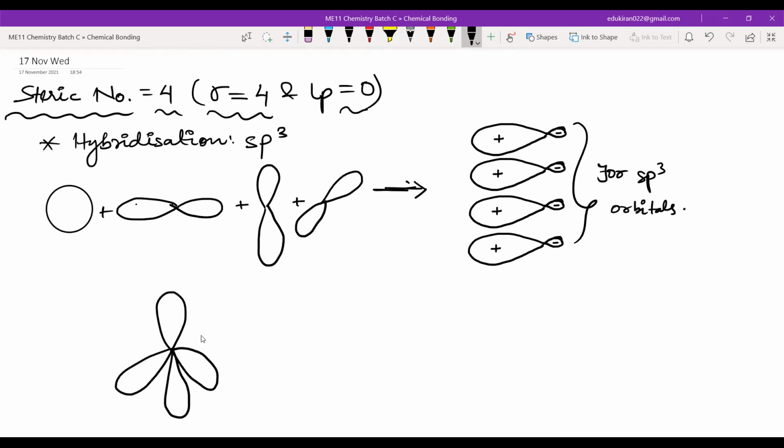Okay, so here you have to remember that one of these orbitals has its lobe in the back, and one is on the front. You can also get these types of lobes here. So the angle between these two is 109.5 degrees.